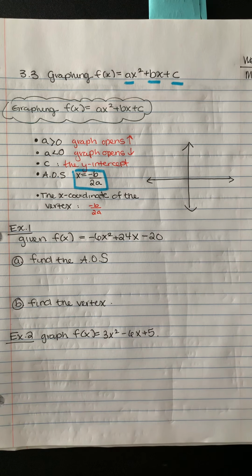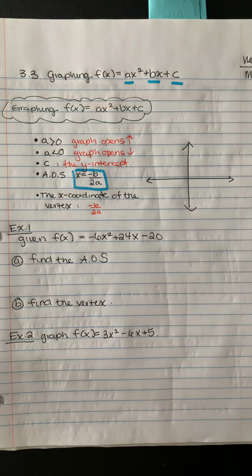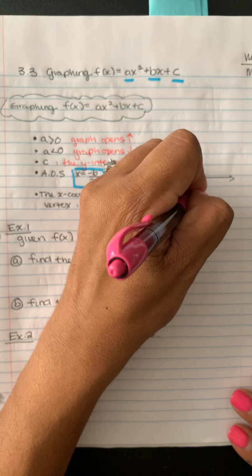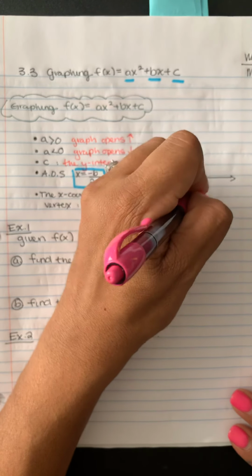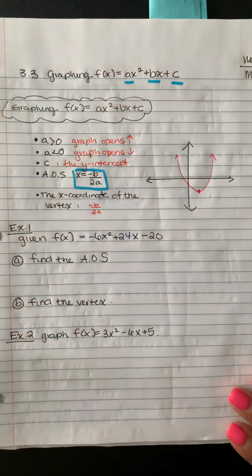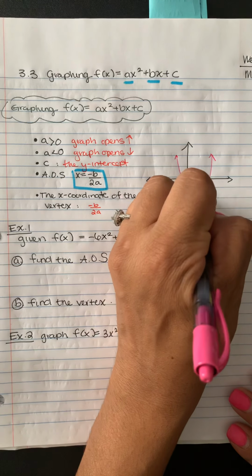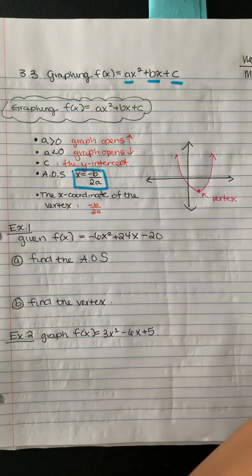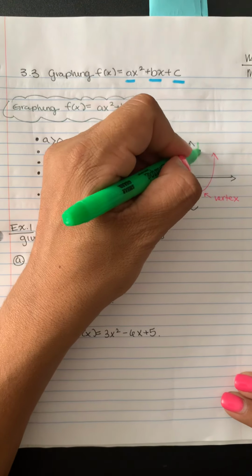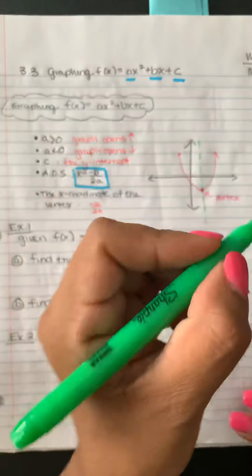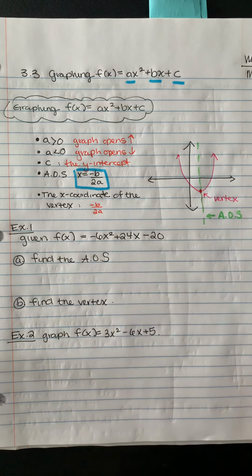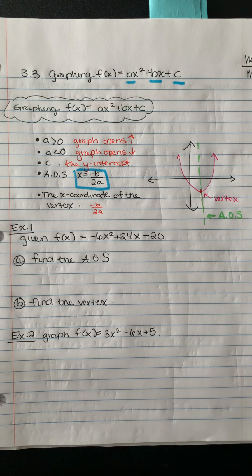So let's go ahead and just draw a graph that looks like this. This is our vertex. We should know that already. This dotted line is our AOS, axis of symmetry. Remember, it cuts the graph into 2 equal parts.